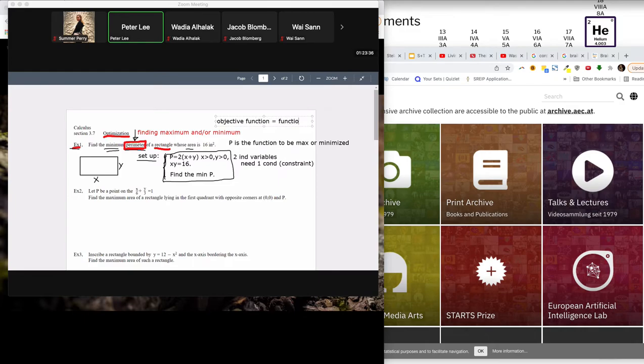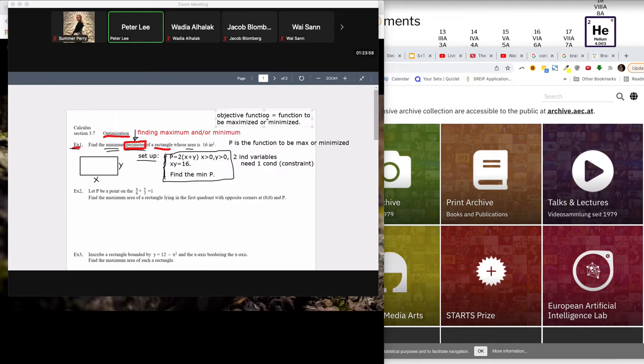Function to be what? To be maximized or minimized. There we go. The function which you want to minimize or maximize, we call that the objective function.